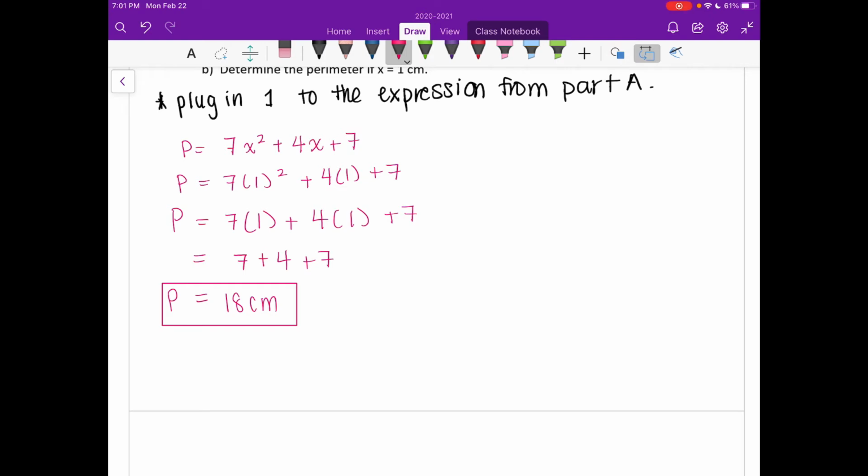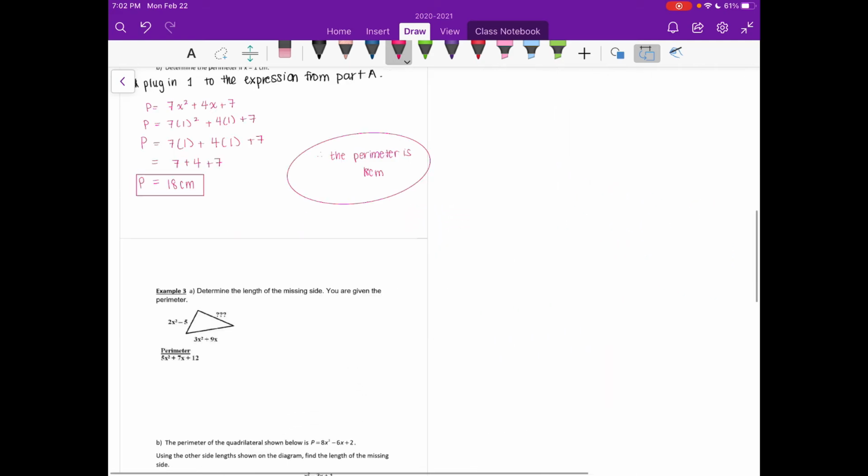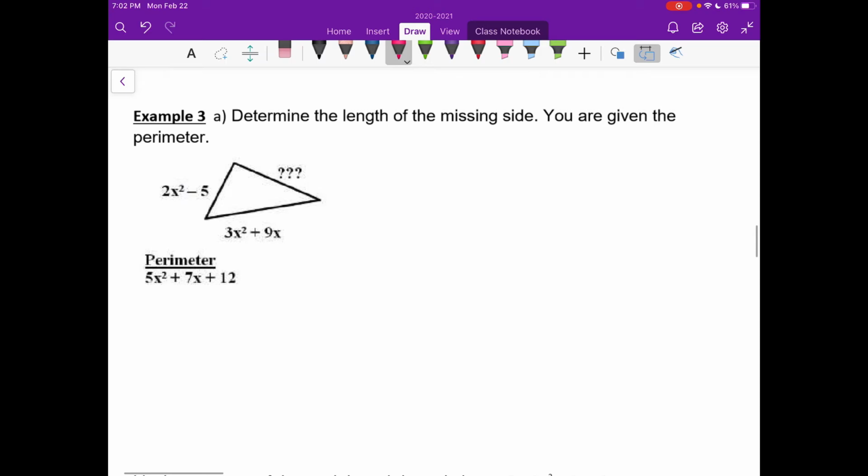Okay, so I'm going to just write a therefore statement. Therefore, the perimeter is 18 centimeters, if x is equal to 1. Alrighty, so it says determine the length of the missing side if you're given the perimeter.